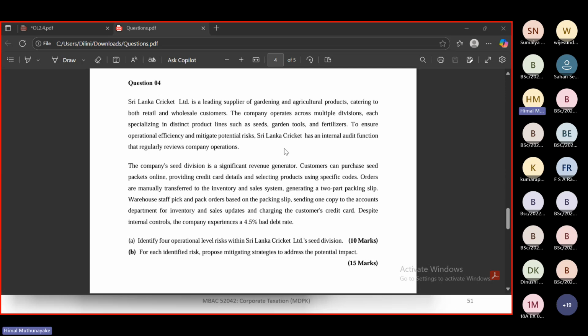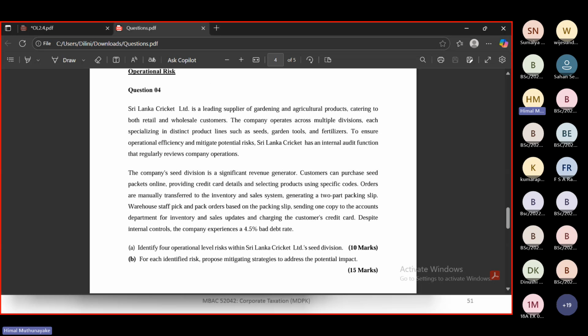Customers can purchase seed packets online, right? So what will happen? Customers provide credit card details and select the product using specific codes. There are specific codes, like on online platforms, so you can select the specific codes, do the online payment and place the online order. Once the order has been placed online, it is manually transferred to the inventory and the sales system, right? Order එක online එනවා, හැබැයි order එක pass වෙන්නේ manually.